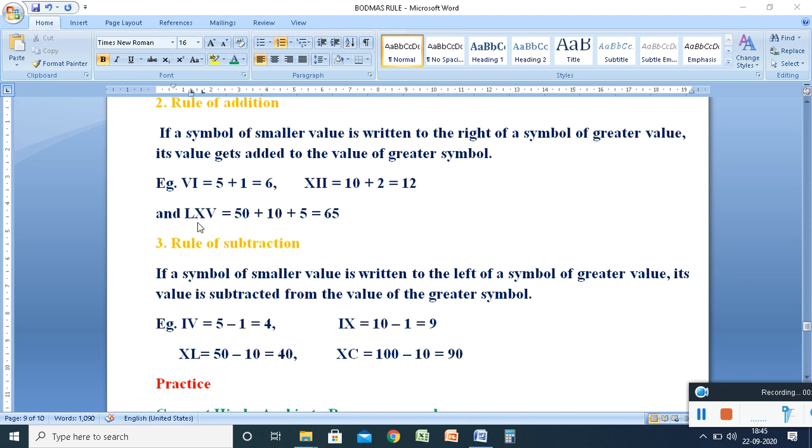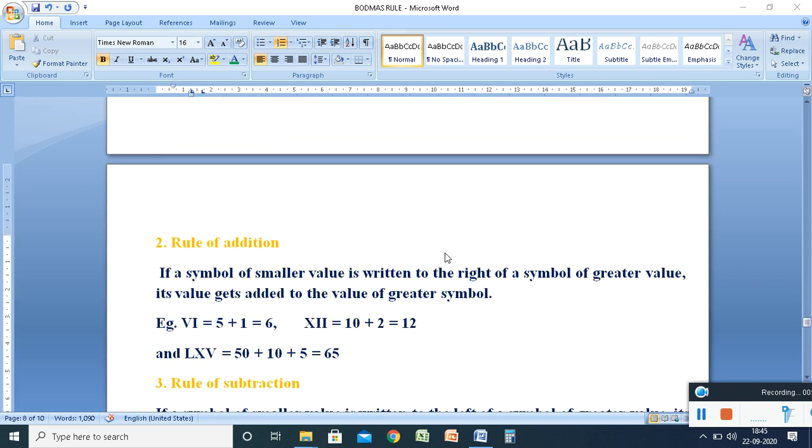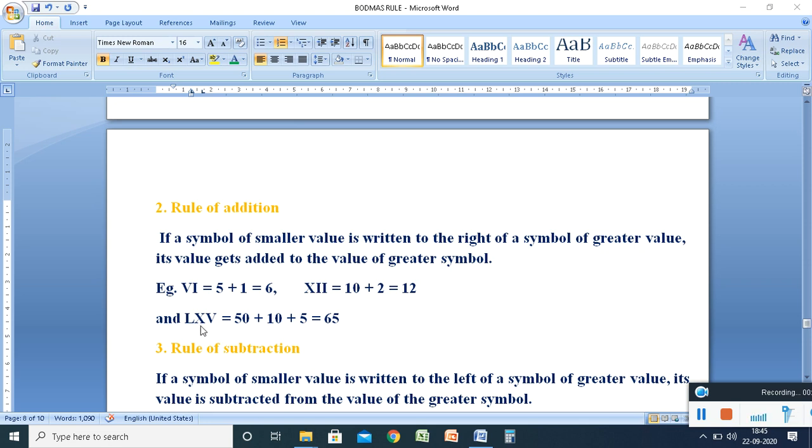Look at this example. LXV is there. L is nothing but 50, X is 10 and V is 5. Both these values are smaller when compared to L. If the smaller value is on the right, you have to add the values. That is the second rule. So X and V are smaller values compared to L, so you have to add all of them. L is 50, X is 10 and V is 5. Adding all the numbers, we will get 65.